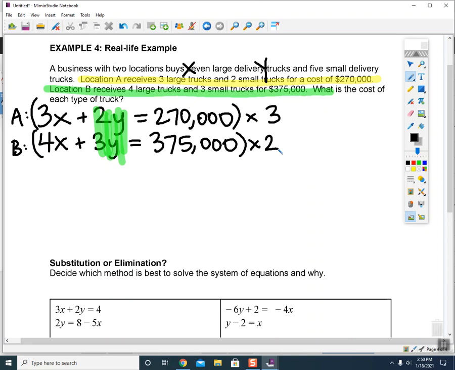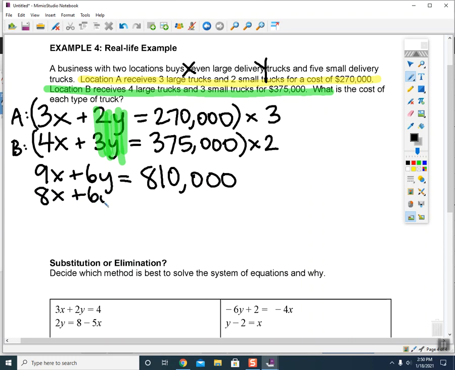So here's how this works. Ready? We're going to multiply this whole thing by 3. So I have 9X plus 6Y equals, when I have big numbers like this, I just focus on the smallest parts of them. So my smallest part is 27. So if I do 27 times 3, that's 81. But I have 270,000. So it's going to be 810,000 is my top one. And then if I multiply this bottom one by 2, I have 8X plus 6Y equals, same thing here, if I did 375 times 2, it's 750. So this is going to be 750,000.